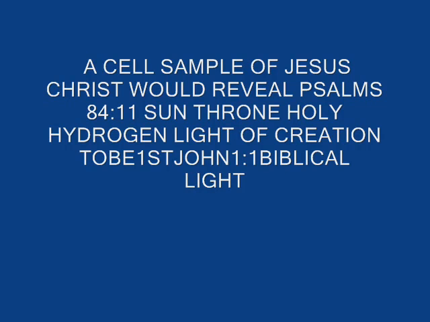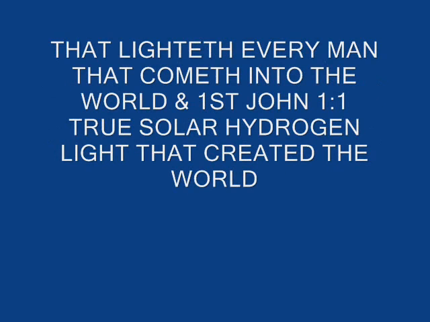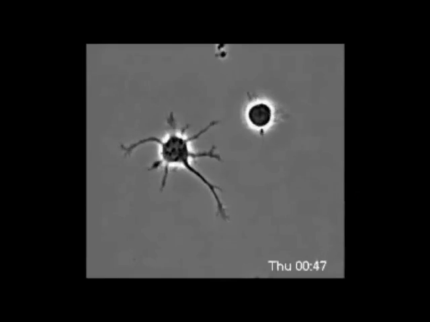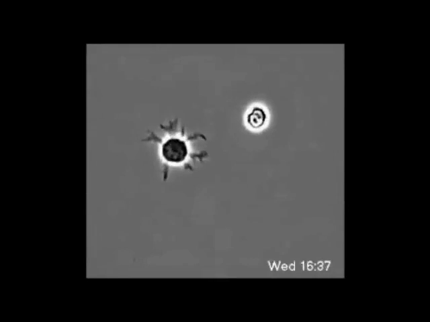earth. When we compare 1 John 1:1, 15 billion year old sun throne, original holy hydrogen creation that became flesh, after living 9 months within the ball-shaped earth ovum within the ovarian tract of Mother Mary, we see the association with the solar hydrogen light of Psalms 84:11 sun throne and Malachi 4th chapter 2nd verse winged sundays, which is written upon all of the ancient Egyptian temple walls.